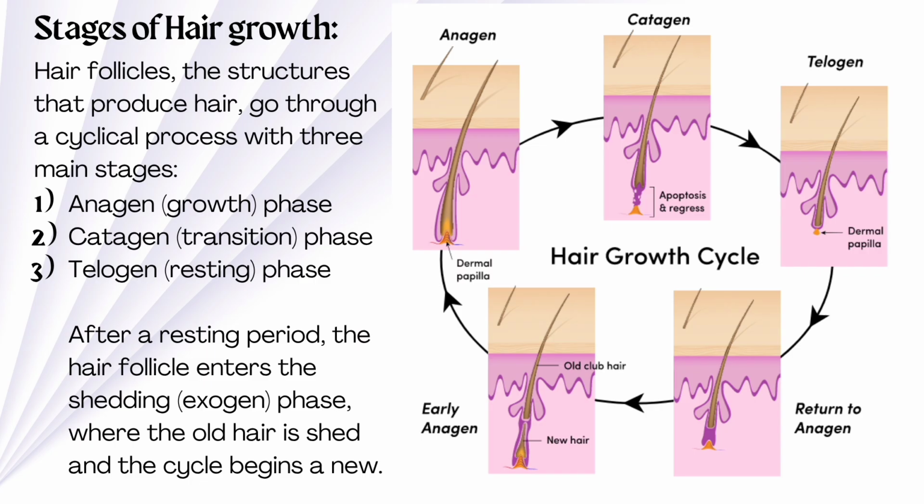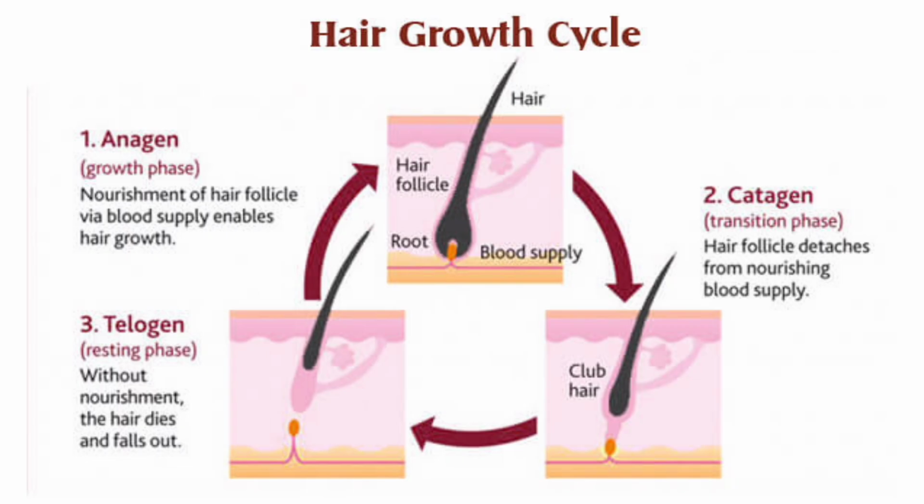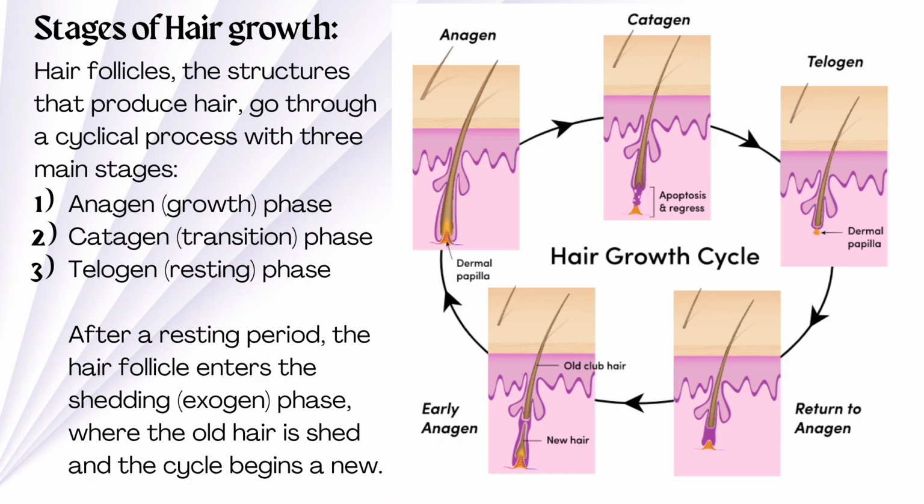Stages of hair growth. Hair follicle, the structure that produces the hair, goes through a cyclical process with 3 main stages. Growth phase called as anagen phase, transitional phase as catagen, resting phase as telogen. After the resting period, the hair follicle enters the shedding phase, that is exogen, where the hair follicle is shed and the cycle begins anew.